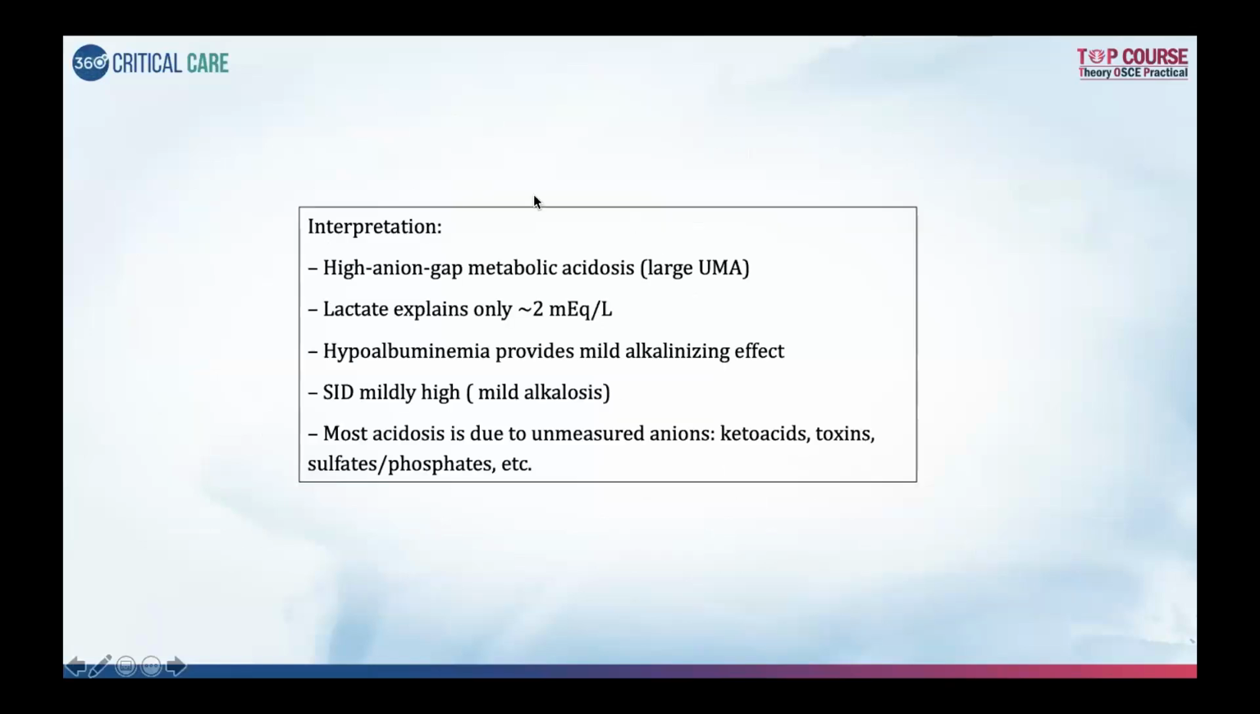So how will you interpret this? This is a high anion gap metabolic acidosis with large unmeasured anions. Lactate only explains 2 milliequivalents. Actually, there is hypoalbuminemia, which is contributing an alkalinizing effect, and the strong ion difference, which is also an alkalinizing effect. So there is a major contribution from unmeasured anions. This could be due to anything like ketones, toxins, or any other acids.